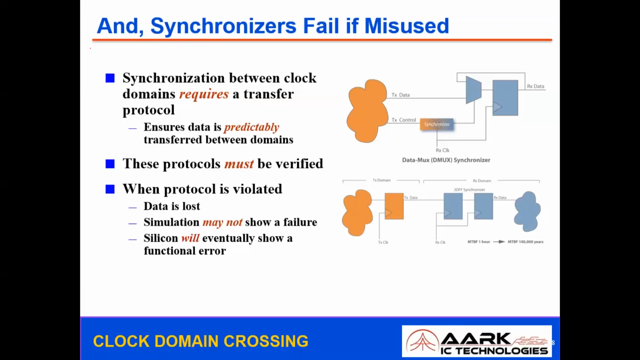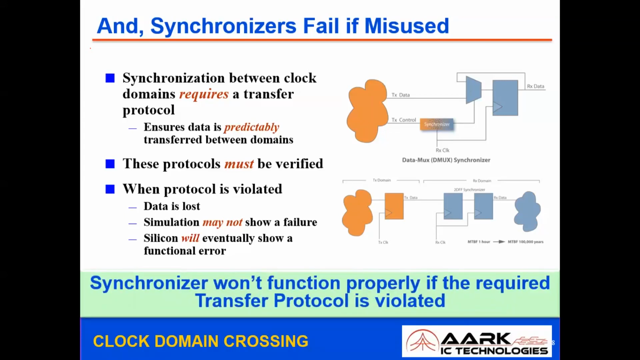Simulation may not show a failure, but silicon will eventually show a functional error. When you do a simulation, it might not show an error, because when you fabricate it, each and every set of layers will contribute an RC, and this might lead to a delay. You'll have wire delays and gate delays, so you'll observe additional parameters added to what is expected. At the simulation level, we always expect to be running at zero simulation time, so we might not predict it. When you verify on the silicon, these errors might invoke and lead to functional errors. Synchronizers won't function properly if the required transfer protocol is violated, so by simply adding synchronizers, we cannot make sure that this is completely avoided.